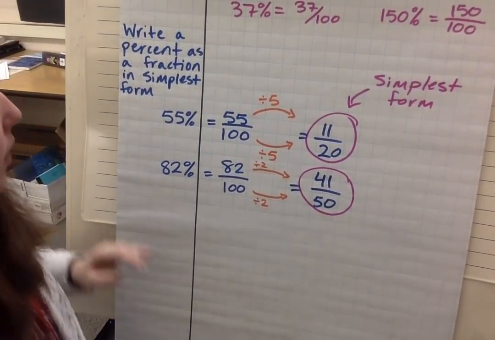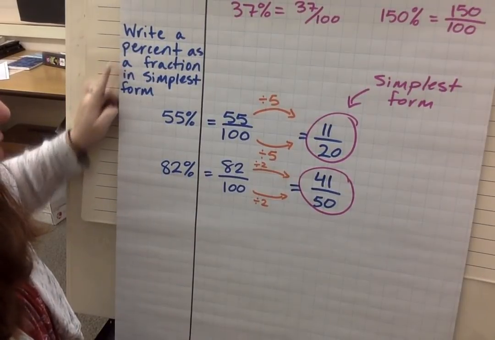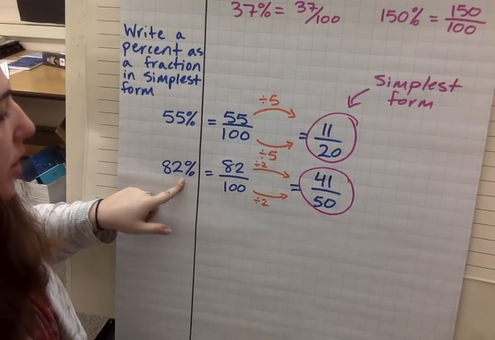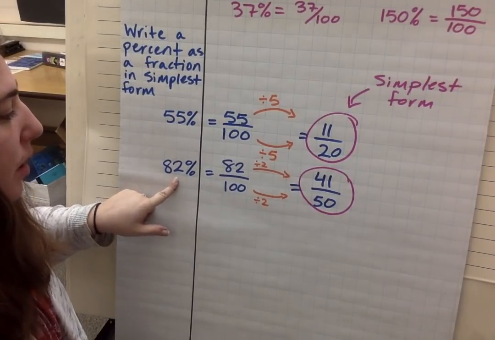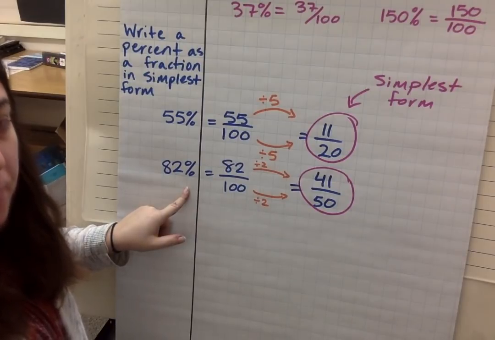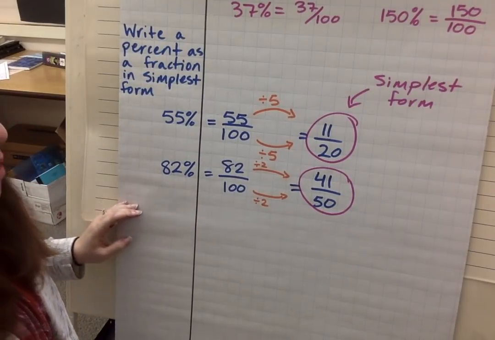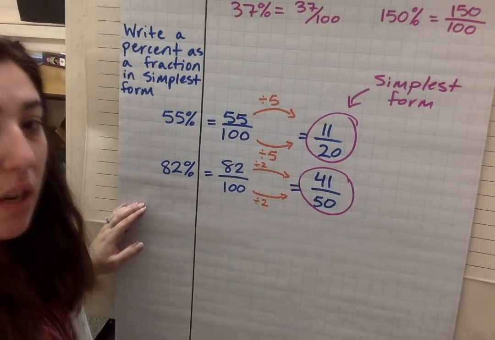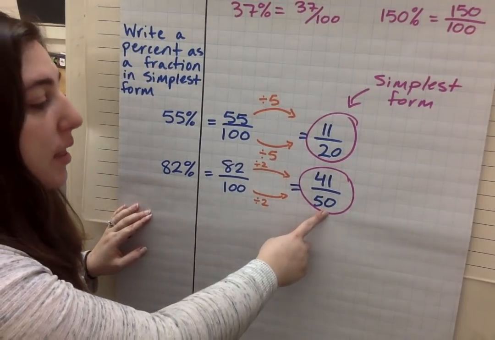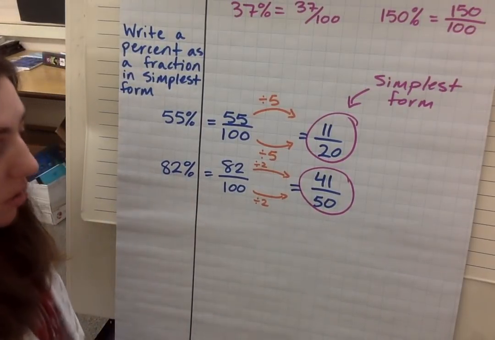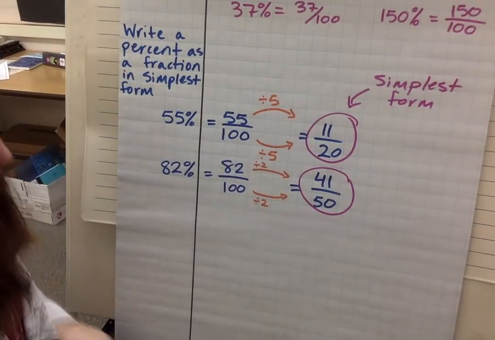Now, we learned how to write a percent as a fraction in simplest form. Again, if you're given a percent, all you need to do is write this number out of 100, because that's what it means. Okay? Now we're going to learn to write a fraction as a percent. So given a fraction, given something like this, we need to turn this into a percent. So let's figure out how to do that.